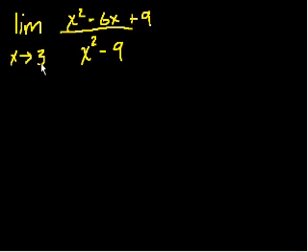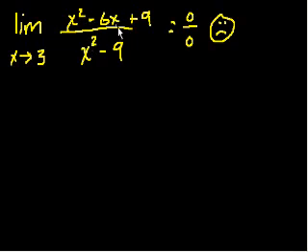But if we put the 3 in the numerator, we get 3 squared, which is 9, minus 18 plus 9. So that equals 0. And then the denominator also, 3 squared minus 9, also equals 0. So we don't like having 0 over 0. And my pen tool is malfunctioning again. So we don't like getting 0 over 0.